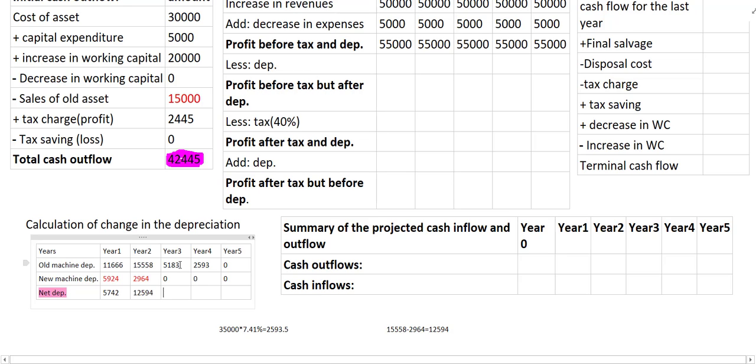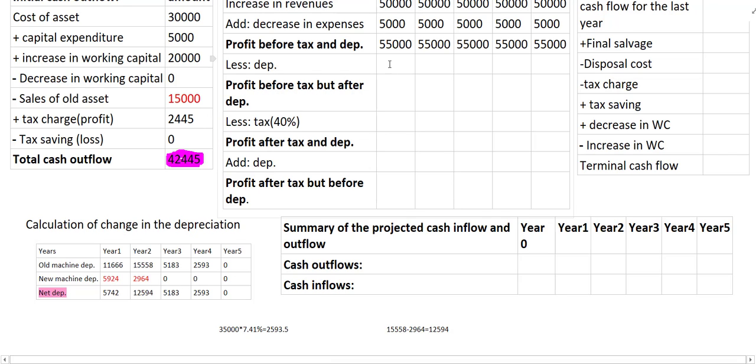For the next year, there is no deduction, so we have to mention the same here. And for the next one also, you have to mention the same. Why is it the same? Because for the next year, there is no deduction, right? So now we got it. And for the last year, of course, it is 0. Now this is the net depreciation that we have to record.